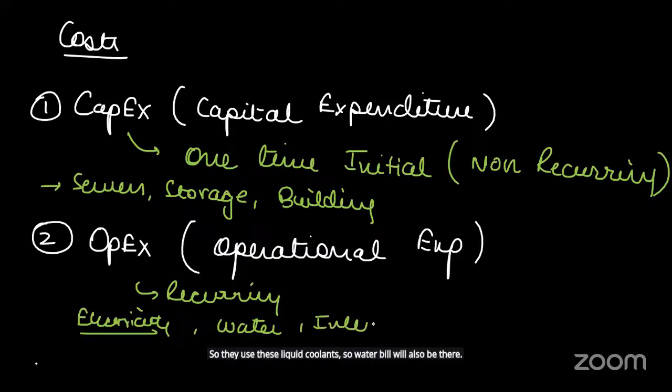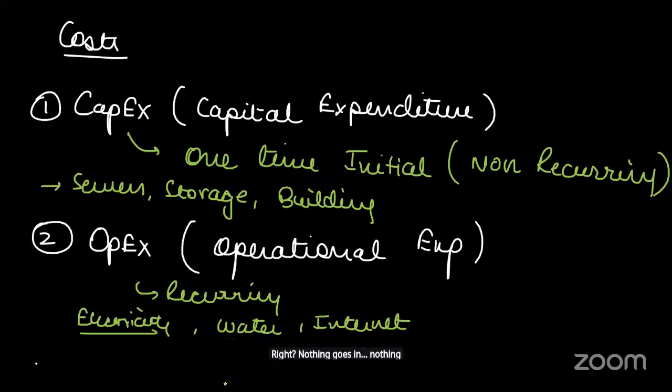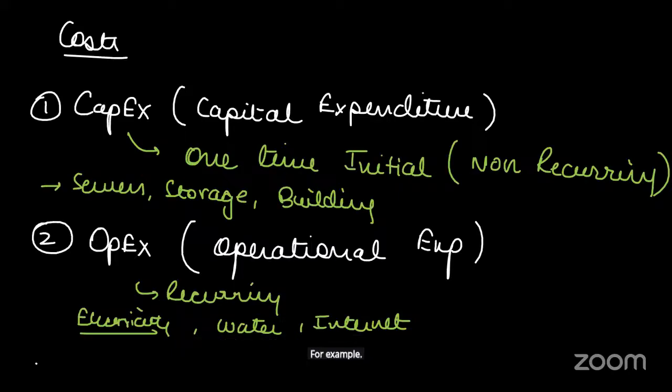Internet, all right, internet access should be there. The data center could not be a black box, right? Nothing goes in, nothing goes out, nothing like that. It should have access to the internet so that people can access whatever resources they have created. For example, if you have created a virtual machine somewhere in Azure, you should also be able to access it, right?